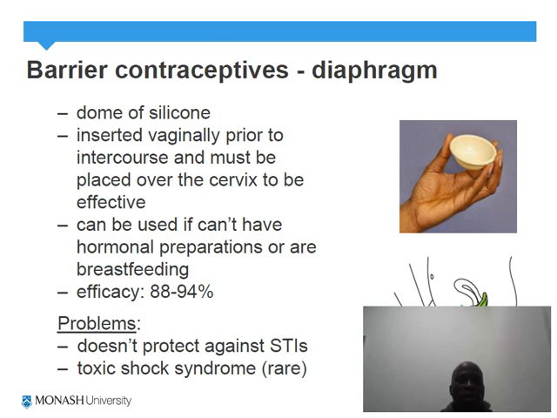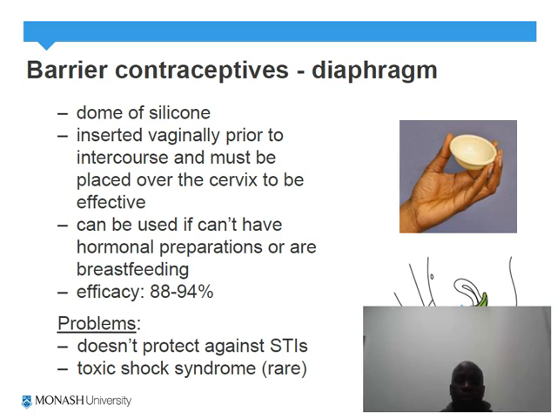You can use it if you can't have hormone preparations or are breastfeeding. So it's a good contraceptive when you cannot take hormones, and also when you're breastfeeding, because during breastfeeding you are not allowed to take hormones. Okay, and the efficacy is 88 to 94%. So the efficiency is slightly less because there is room for sperms to leak through the edges and enter the uterus. You need to know this.